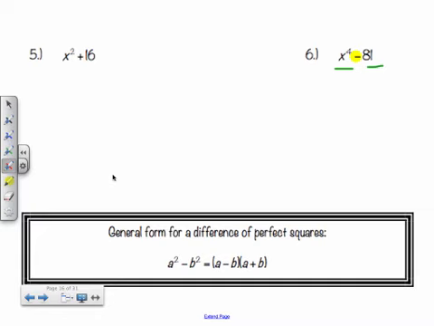If you take a look at question number 5, this question is very tricky, and I really want to discuss this more in depth with you all next time I see you in class.